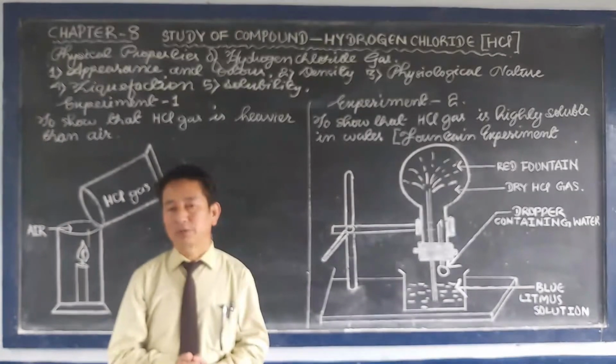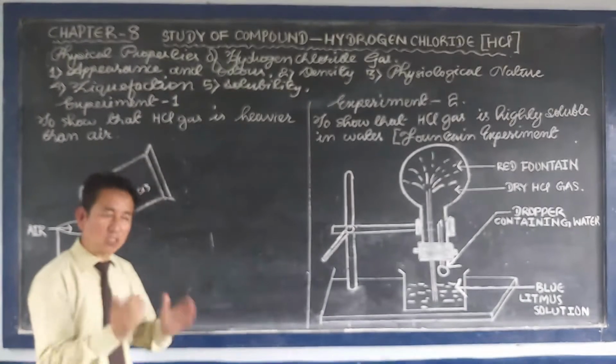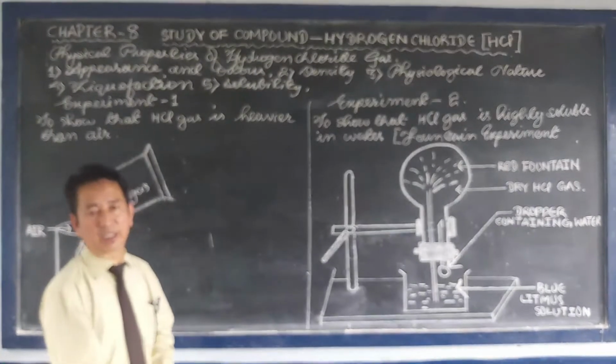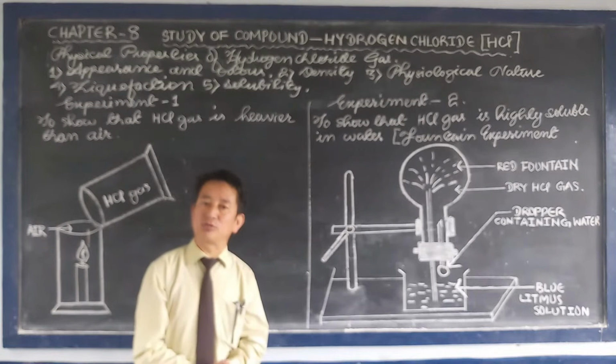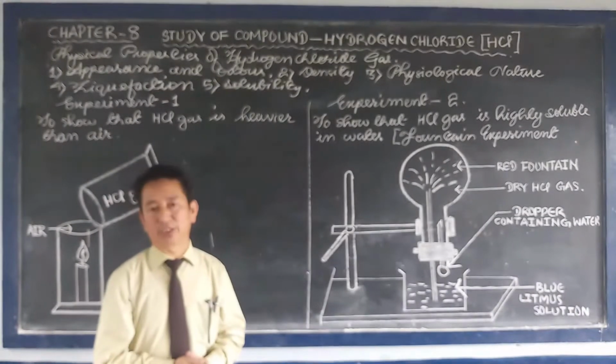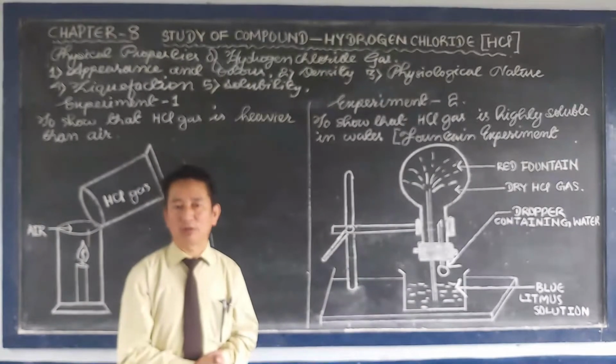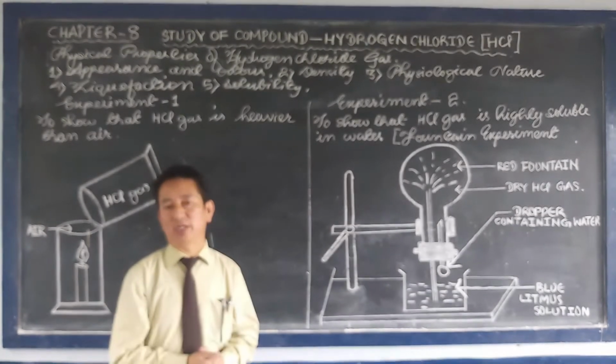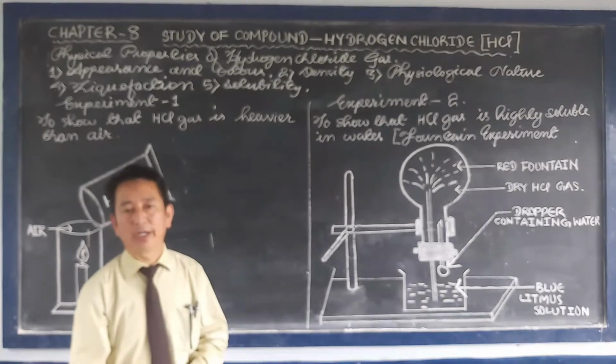Now, temperature must be less than 200 degrees Celsius when we are preparing hydrogen chloride, because at higher temperature, a hard mass of sodium sulfate is formed, which sticks to the glass and is difficult to remove.